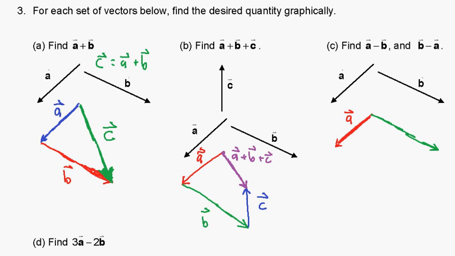And then to find a minus b, now here's the trick. The trick here is remembering which direction to go. There's b. If you're trying to find a minus b, do you go from the head of a to the tail of b, or the head of b to the tail of a? And I'll be honest with you, I always have trouble remembering this.